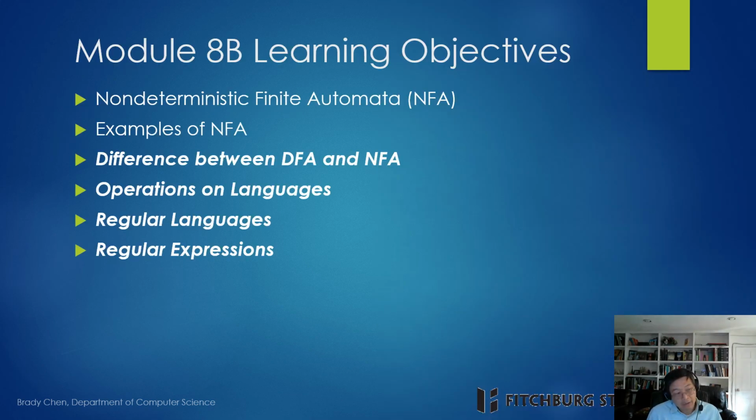In Module 8.8, we discussed the non-deterministic finite automata, the NFA. Also, we provided some examples of NFA. Now, in the second part of Module 8, the 8b, we're going to discuss the difference between the deterministic finite automata and the non-deterministic finite automata. And then we're going to talk about all these various different operations on languages.